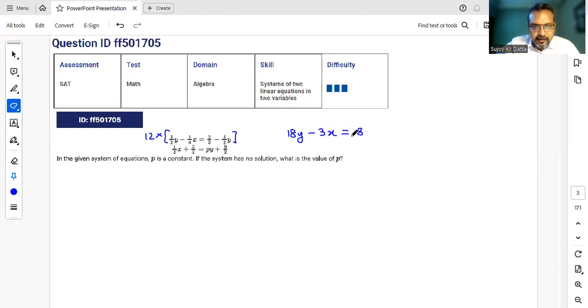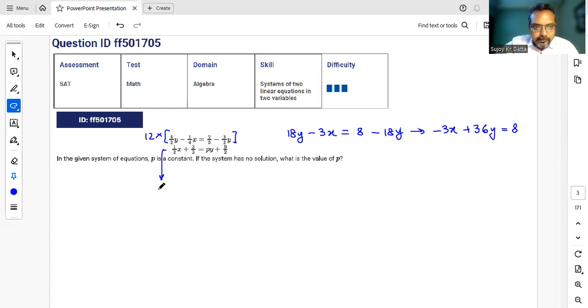2/3 of 12 will be 8. And 3/2 of 12 would be 18 again. So this equation now, when arranged together, gives you minus 3x plus 36y equal to 8. Right?